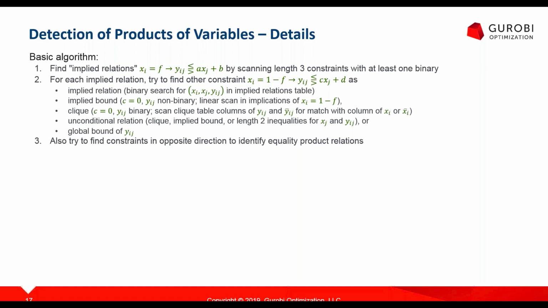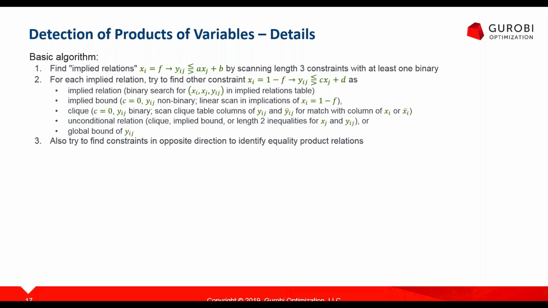And now for each of these implied relations, we try to find this other constraint, the matching constraint to form this pair. This can be another implied relation, so that would be another length 3 constraint, which is easy to find because we can just apply binary search for this triple of variables in our implied relations table that we have sorted lexicographically by these 3 variables.